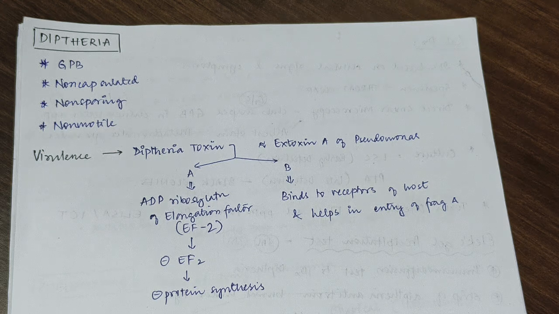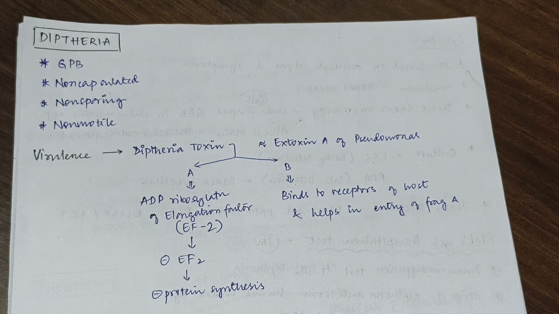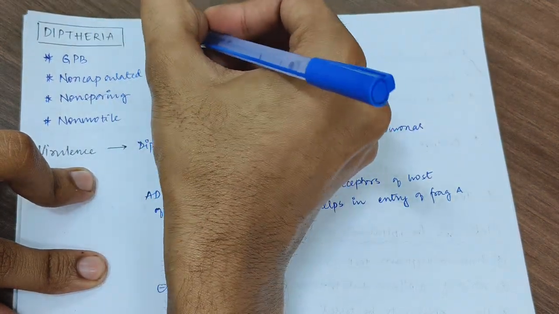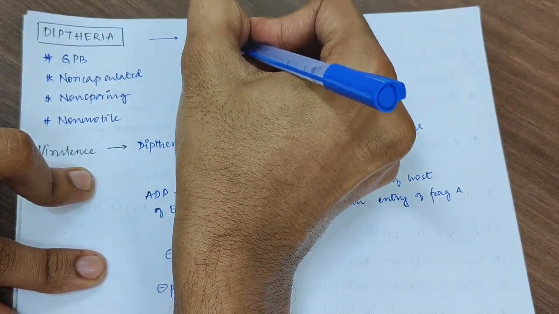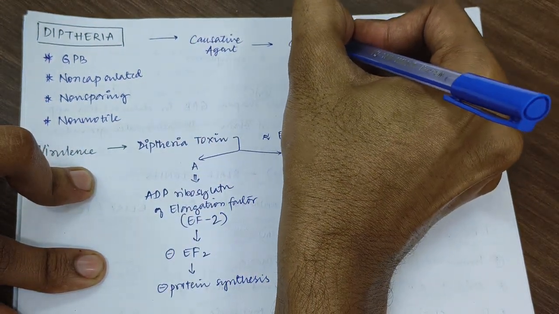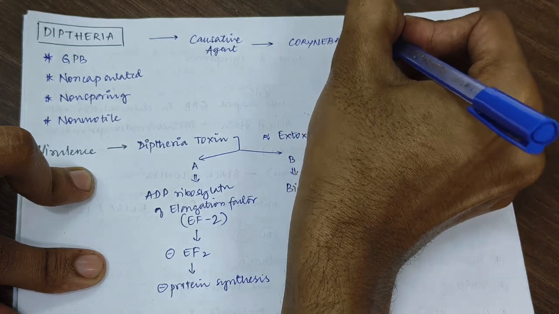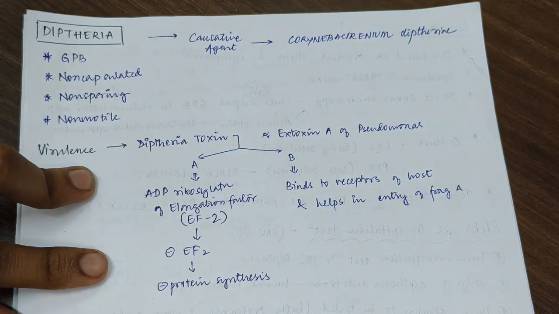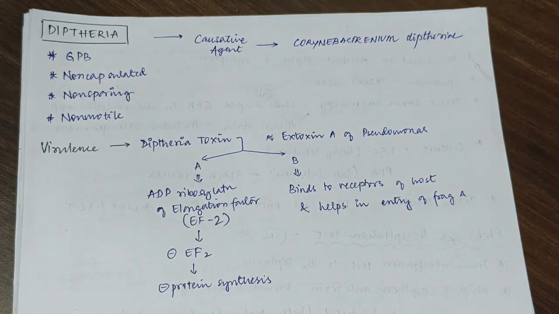Okay, coming to the topic ahead, starting with the respiratory system. Diphtheria. So basically diphtheria is caused by a bacteria called Corynebacterium diphtheriae. I have not written it here, so you have to write it. The causative agent is Corynebacterium diphtheriae. Corynebacterium diphtheriae is the causative agent.